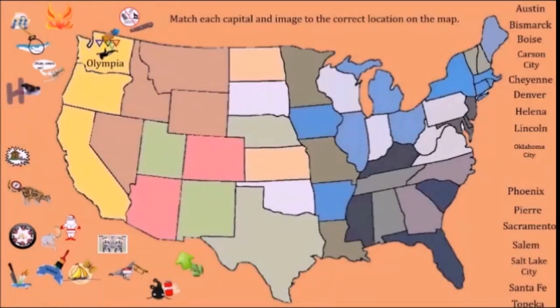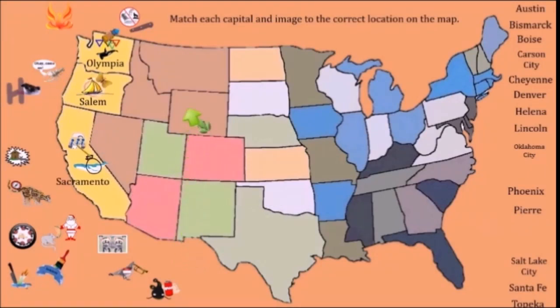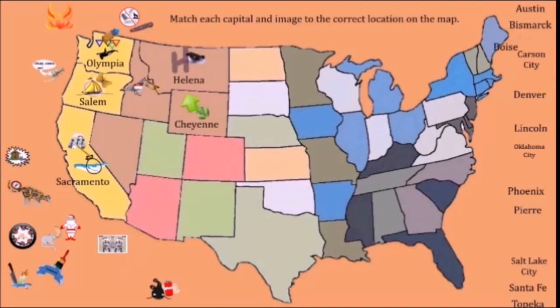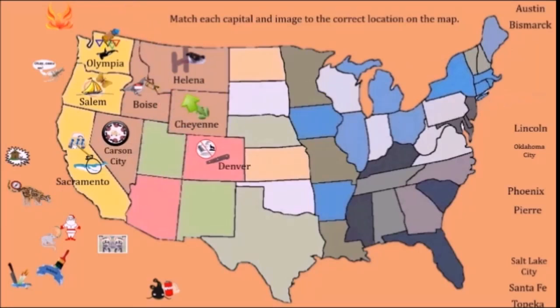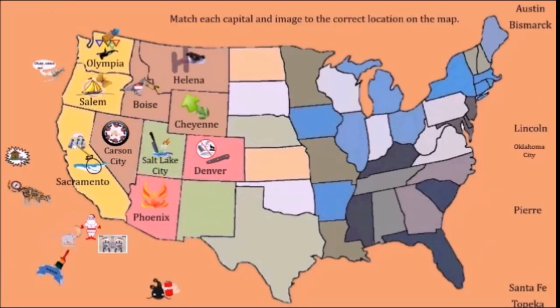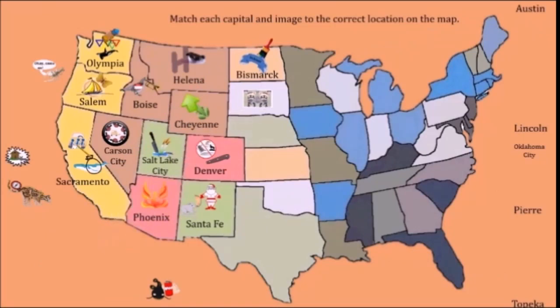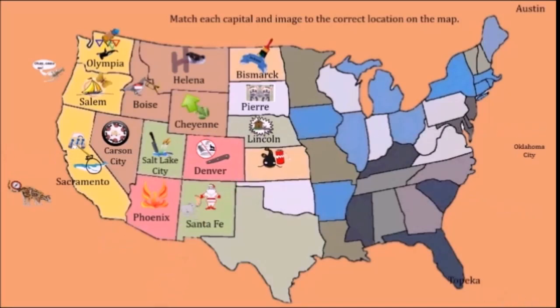We have Olympia, Washington, Salem, Oregon, Sacramento, California, Cheyenne, Wyoming, Helena, Montana, Boise, Idaho, Carson City, Nevada, Denver, Colorado, Salt Lake City, Utah, Phoenix, Arizona, Santa Fe, New Mexico, Bismarck, North Dakota, Pierre, South Dakota, Lincoln, Nebraska, Topeka, Kansas, Oklahoma City, Oklahoma, and Austin, Texas.